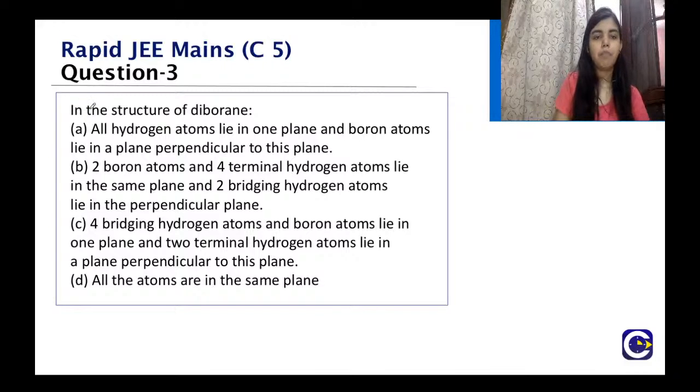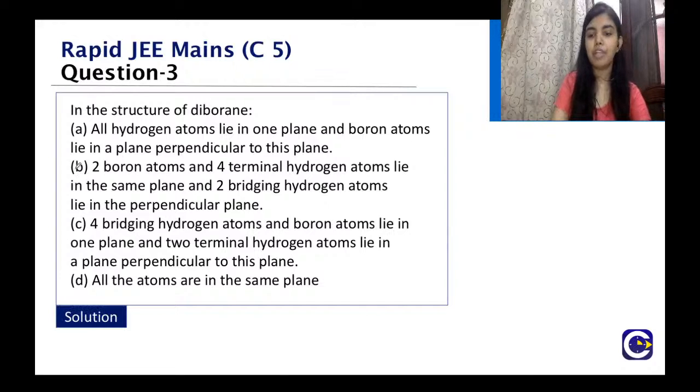In the structure of diborane, the first option says all hydrogen atoms lie in one plane and boron atoms lie in a plane perpendicular to this plane. Second says 2 boron atoms and 4 terminal hydrogen atoms lie in the same plane and 2 bridging hydrogen atoms lie in the perpendicular plane. Third says 4 bridging hydrogen atoms and boron atoms lie in one plane and 2 terminal hydrogen atoms lie in a plane perpendicular to this plane, and the last says all the atoms are in the same plane. So, to determine the correct option of this question, you have to draw the structure of diborane.